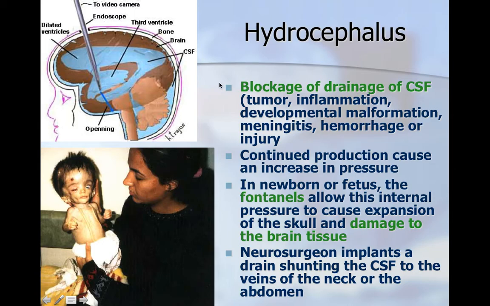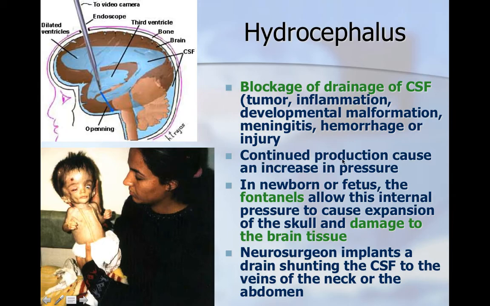Hydrocephalus could be caused by a blockage of drainage of the cerebrospinal fluid, like it was mentioned with those sinuses, which could be because of a tumor, cancerous cells that have built up over time, swelling on the brain, developmental malformation, which happens usually with babies, meningitis, the swelling of the meninges, or a hemorrhage or injury of the brain can also cause this disorder.